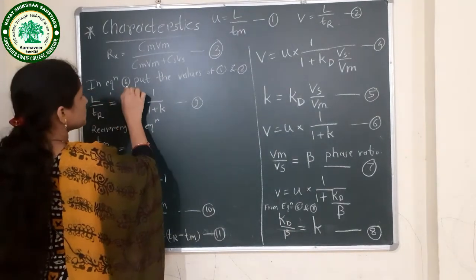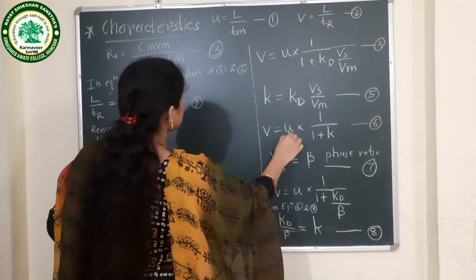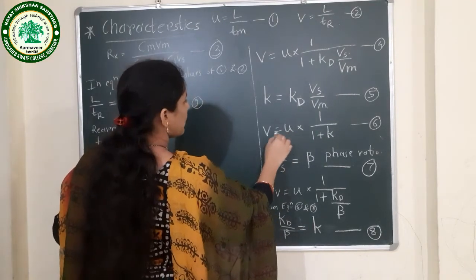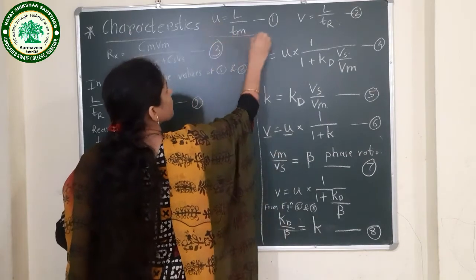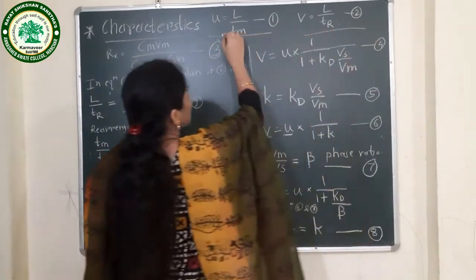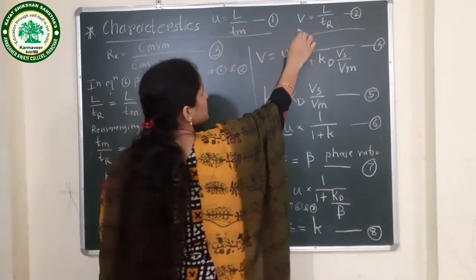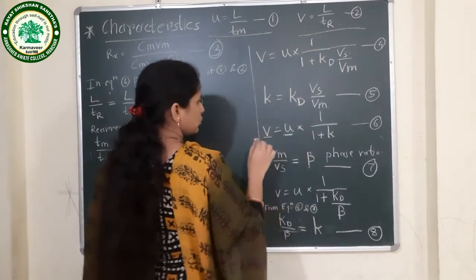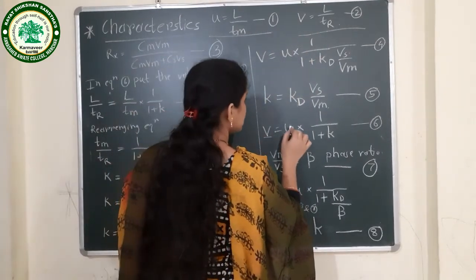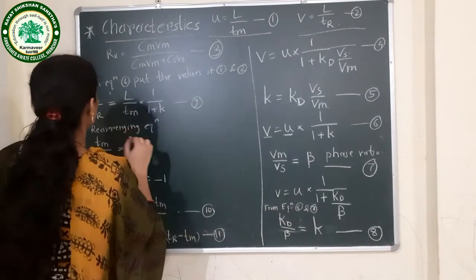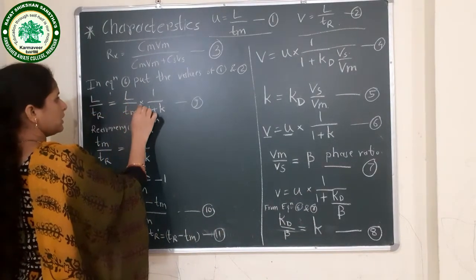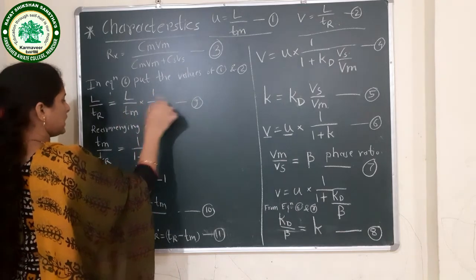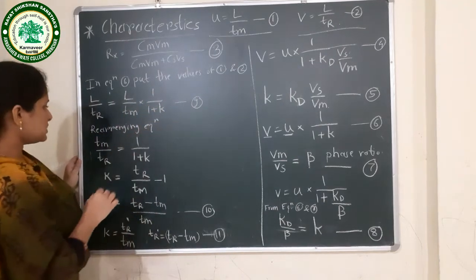Now in this equation 6, we will put the values of v and u from these two equations. These are the velocity of the mobile phase and the velocity of the solution. We put these values in the 6th equation and get the equation like this: L upon Tr is equal to L upon Tm into 1 upon 1 plus k. Now we will rearrange this equation.